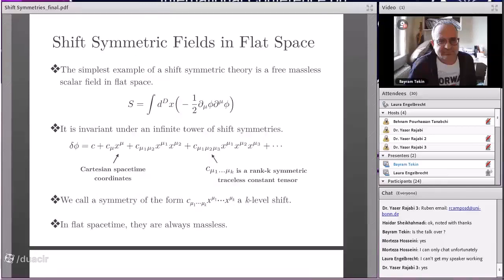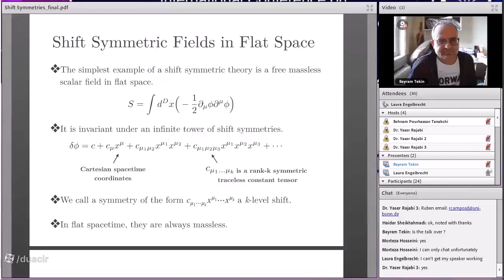The simplest example of a shift symmetric theory is a free scalar in flat spacetime, which is shown by the Lagrangian here. And this is invariant under an infinite tower of shift symmetries, where a shift symmetry is something of the form where you take phi to phi plus a constant, and that's the shift, plus you can have these other pieces as well, where you can have something that is linear in the spacetime coordinates, quadratic, cubic, etc. So these x's are just your spacetime coordinates, and these C's are just rank K symmetric traceless constant tensors. And so we call a symmetry of the form C times K x's a level K shift symmetry. So K just counts the number of x's that you have.